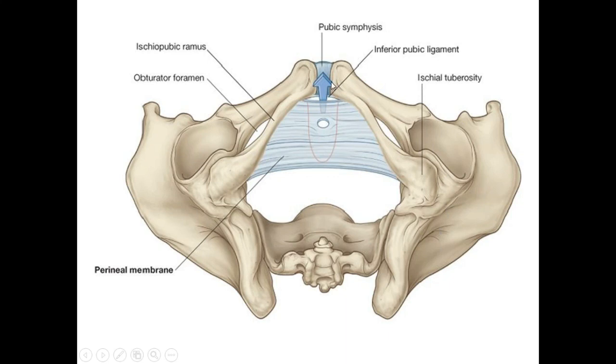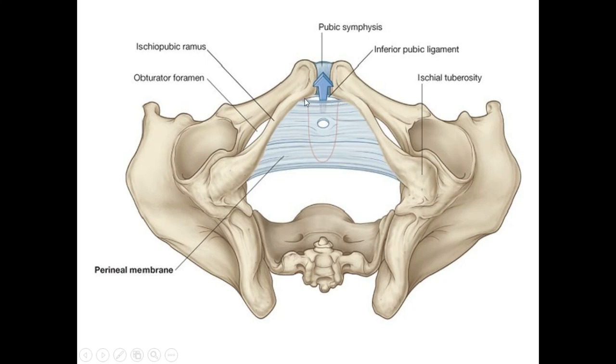We can see the lower aspect of the articulated bony pelvis. Here is the coccyx, here is the sacral promontory above, and here on this side is the ischiopubic rami. Now let's see the attachment of the perineal membrane. The perineal membrane is attached on each side to the inner surface of the ischiopubic ramus, here and here.